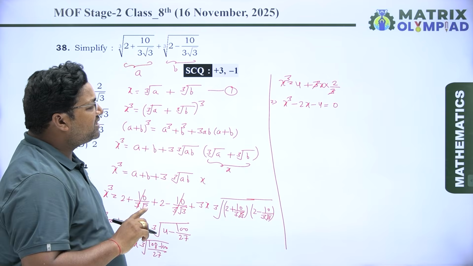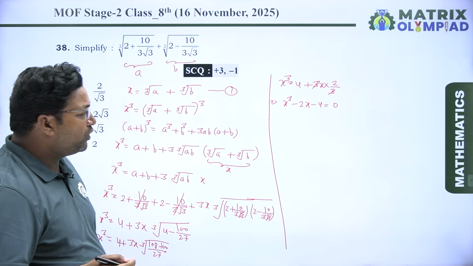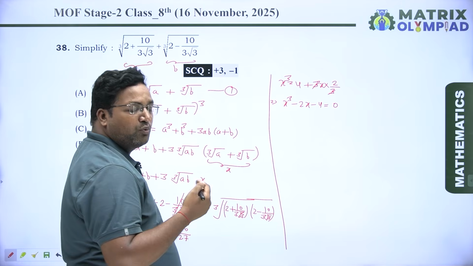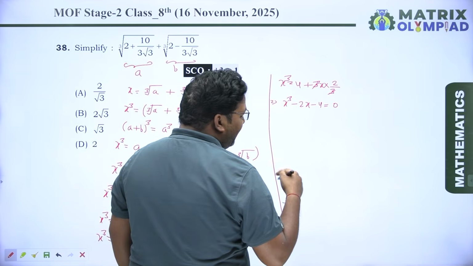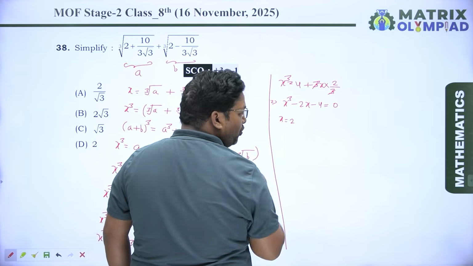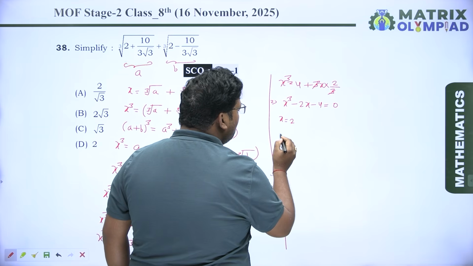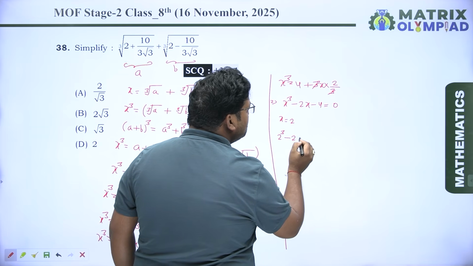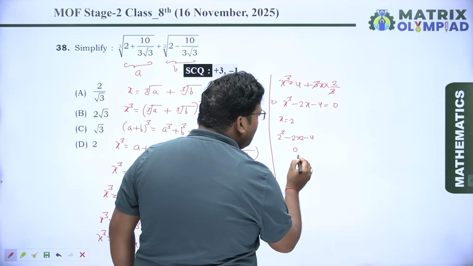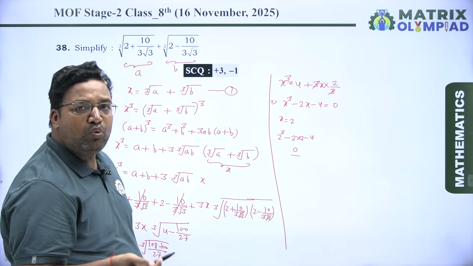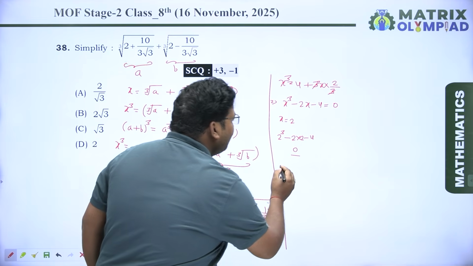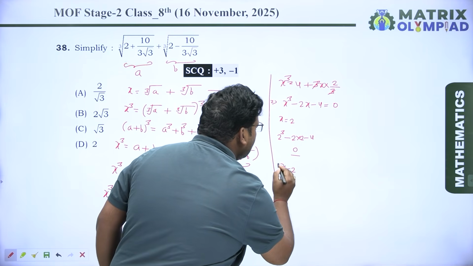So the equation is x cube minus 2x minus 4 equal to 0, which is a cubic equation, and we have to solve the cubic equation by hit and trial method. So first I have to substitute the value x equal to 2. Here you can see 2 cube minus 2 into 2 minus 4, which is equal to 0. It means x equal to 2 is one root of this cubic equation. So the value is x equal to 2.